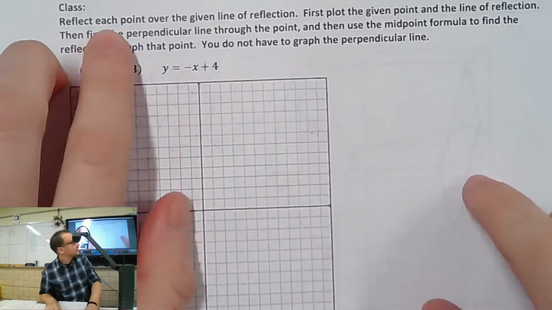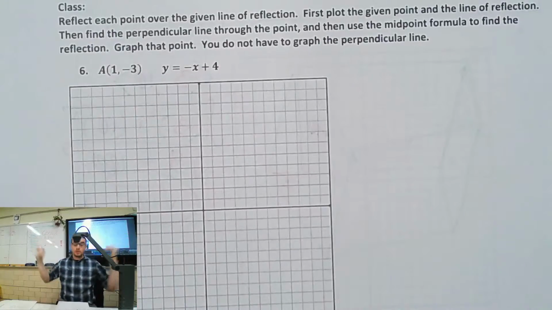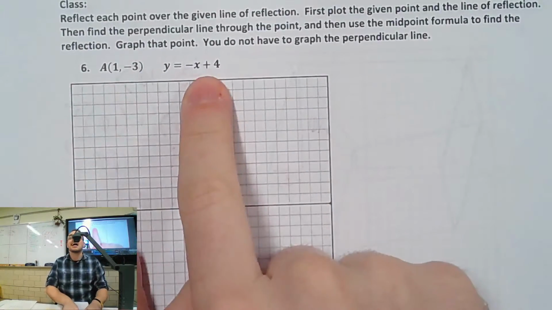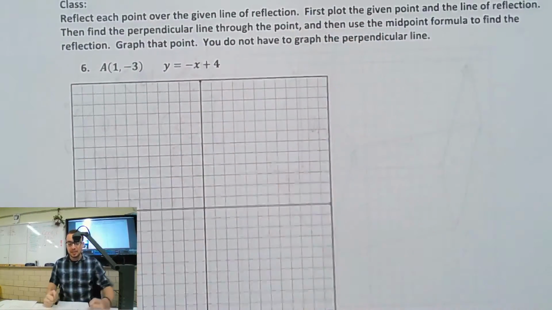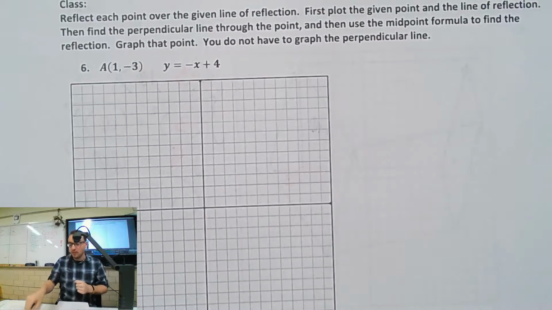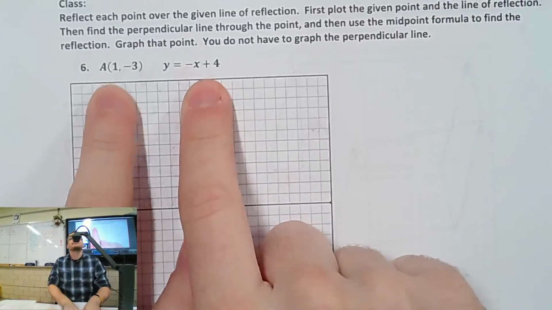All right, reflect each point over the given line of reflection. That's what we're doing. We're reflecting this point over this line. It says first plot the point and the given line of reflection. Well, this is 3 points, not like dots. I mean like points on your quiz. So don't leave this blank. I bet you can graph that and graph that, right?